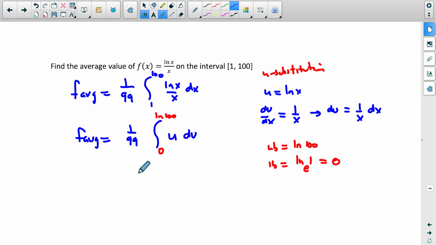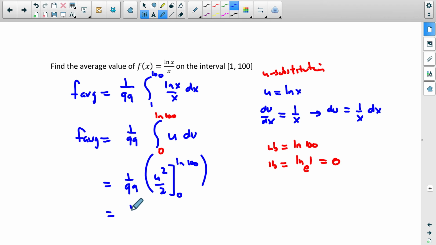Okay, now we can solve this. We're going to keep the 1 over 99 here. We're going to take the integral of u, well that's just u squared over 2, and we're going to go from 0 to the natural logarithm of 100.